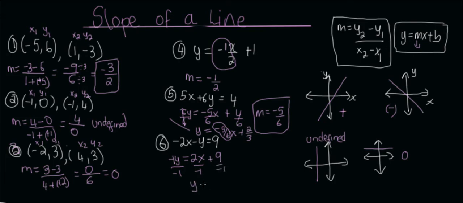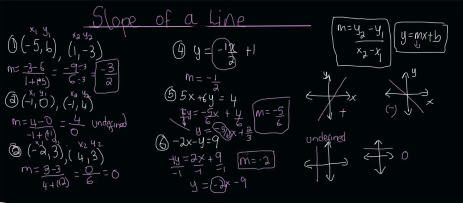Here I get y equals 2 divided by negative 1 is negative 2, and 9 divided by negative 1 is a negative 9. So the slope is what is in front of your x, which is right here. For number 6, my slope will be negative 2.